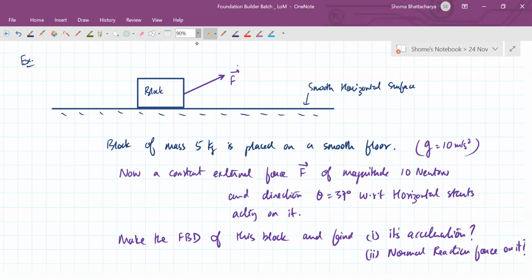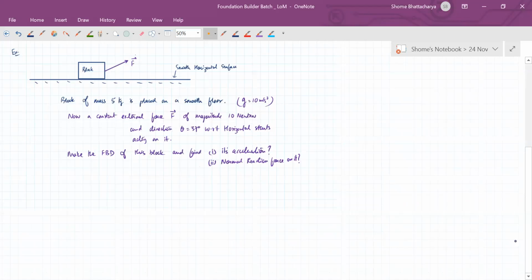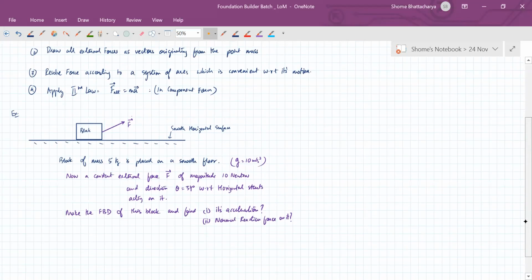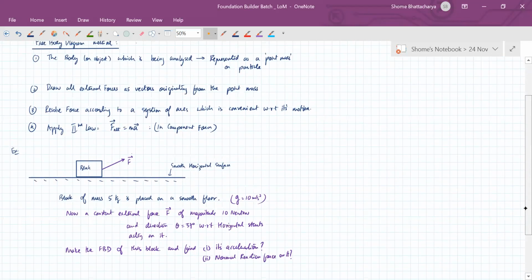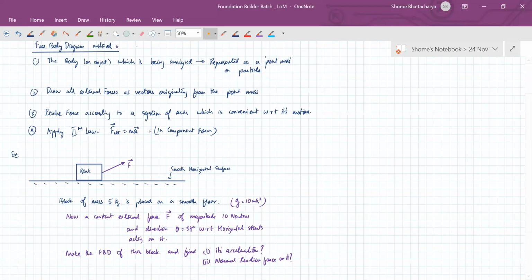So just start working on this question. Apply the concept of free body diagram that we have just discussed above. This is what is called FBD, so this concept has to be applied over here.